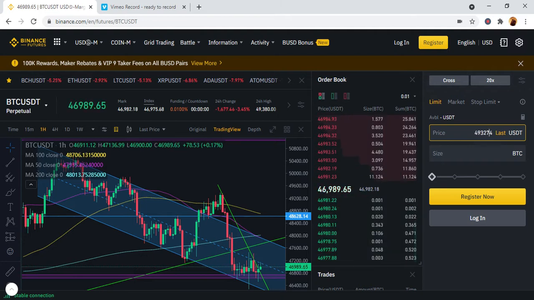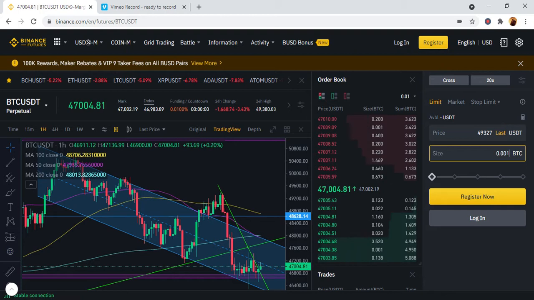9327, 49327. Then you enter the size, that is the amount of BTC you want to buy at that price. So the minimum you can buy for BTC is 0.0001. You can't buy anything lesser than that. I'm not logging in since I'm just showing you how to go about it.